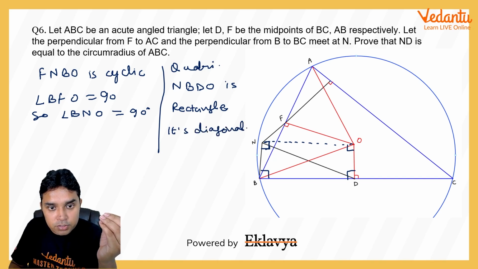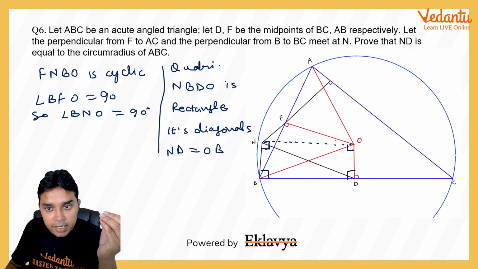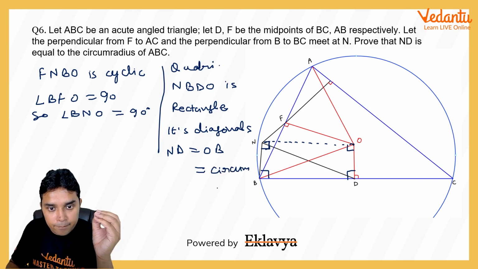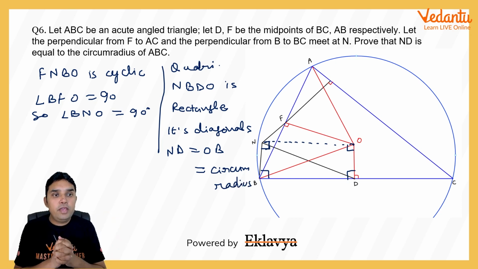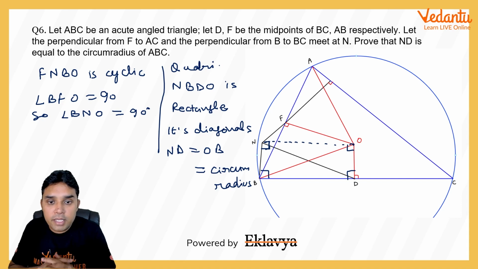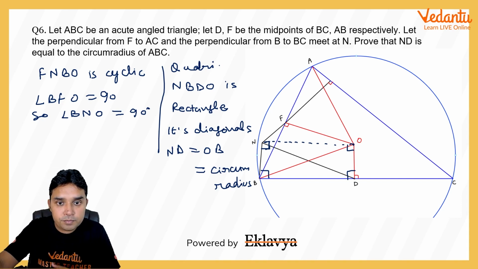And what are the diagonals? One diagonal is ND and the other diagonal is OB. Can you see it? One diagonal is ND, the other diagonal is OB, and hence this is equal to the circumradius. You can very easily see OB is nothing but the circumradius. Okay, so this is how we have proved what they have asked. So this completes the solution of this question also.